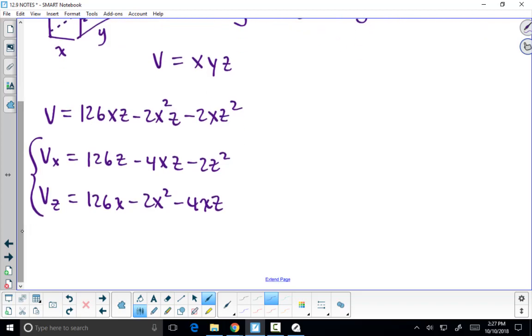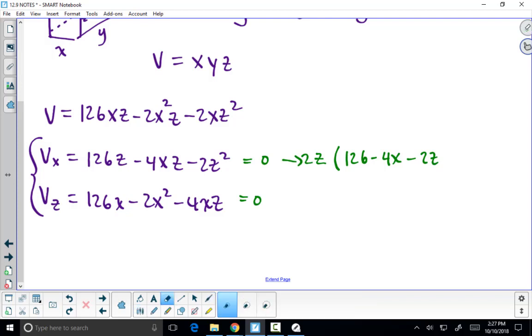Okay, so set these to 0. But there's an x here, an x here, and z here and z here. Let's go ahead and factor out a z in the upper one here. So if we factor out a z, we're going to have 126 minus 4x minus 2z. Actually, we factor out a 2, right? Cancel out a 2. Factor out a 2. That makes sense.